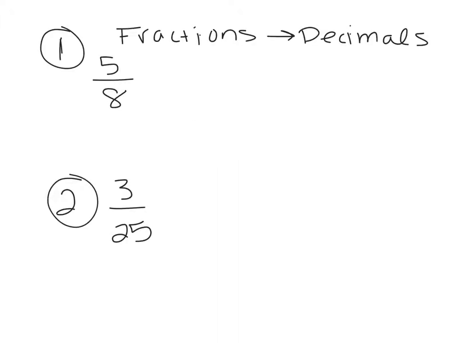Alright, so our first section of this, we're going to change these fractions to decimals. To do this you're going to have to use a calculator. Since we have 5/8, we're just going to take 5 divided by 8 in our calculator, which gives me 0.625. And we always want to round to the nearest hundredth, so this would give me 0.63.